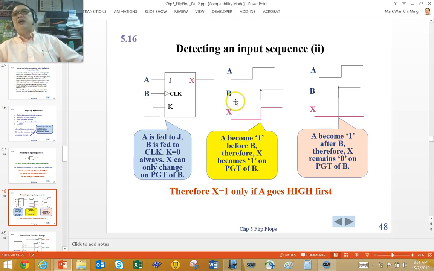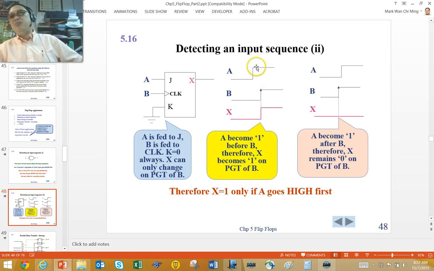Okay, now check it out. Let's say B is connected to the clock. Let's say A is already here, has already come in. B is connected to the clock input, right? Let's say now B becomes a 1. Do you see that? Now here, that's the trigger. Something happened, right? You see, A is already a 1, so your X is equal to 1.